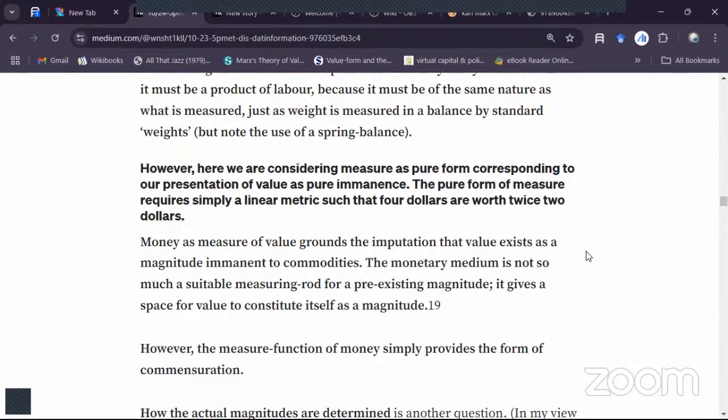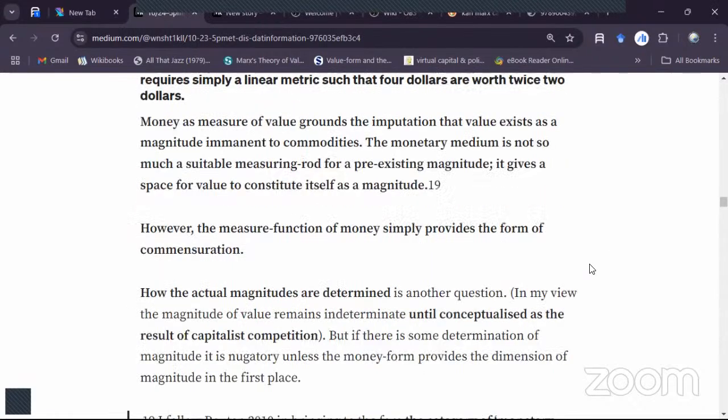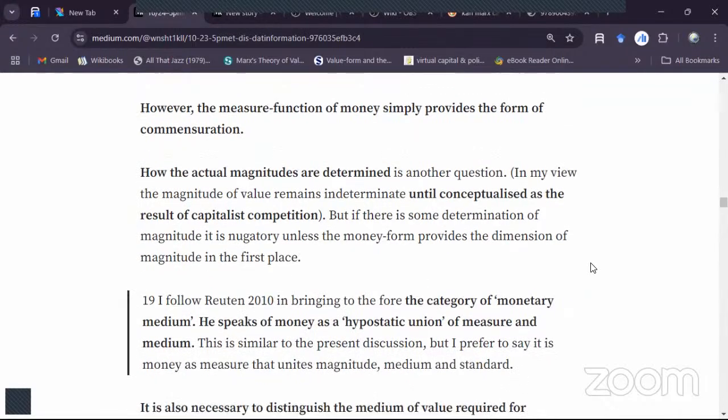Money, as a measure of value, grounds the imputation that value exists as a magnitude immanent to commodities. The monetary medium is not so much a suitable measuring rod for a pre-existing magnitude. It gives a space for value to constitute itself as a magnitude. However, the measure function of money simply provides the form of commensuration. How the actual magnitudes are determined is a whole other question. In Chris Arthur's view, the magnitude of value remains indeterminate until conceptualized as the result of capitalist competition.